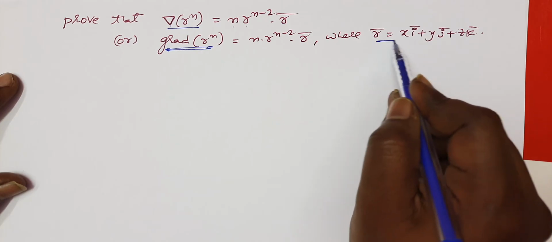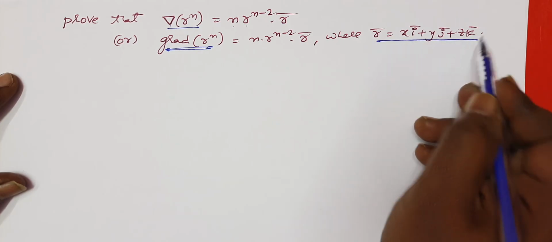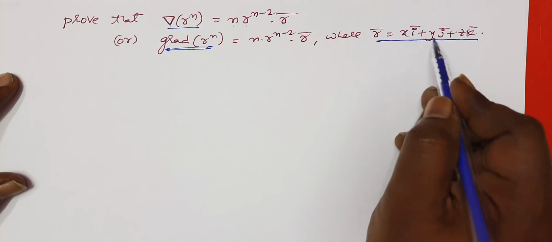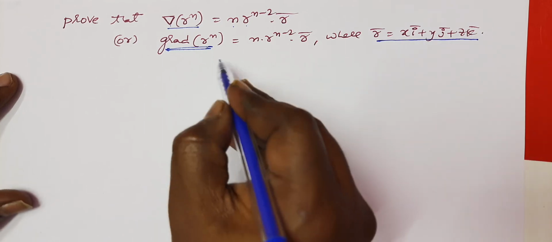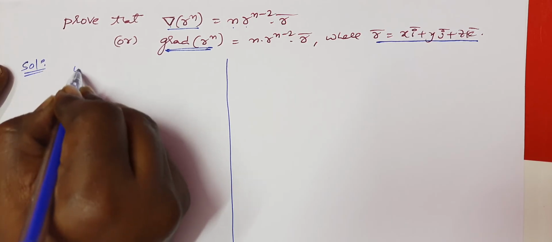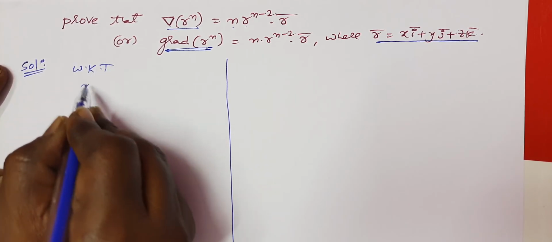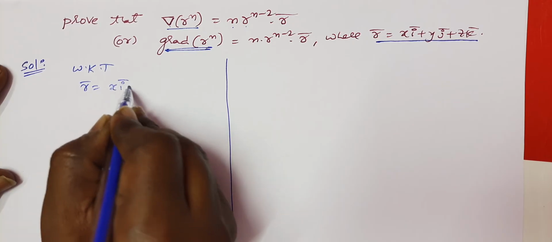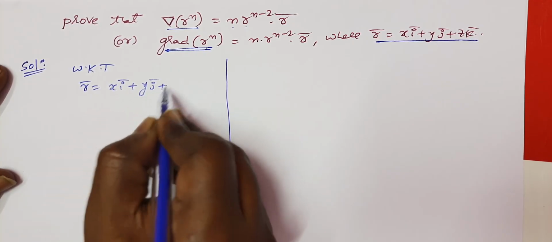Everybody knows that r bar is the universal notation of the position vector, which is expressed as x i bar plus y j bar plus z k bar. This is also a very simple one. We know that r bar is x i bar plus y j bar plus z k bar.